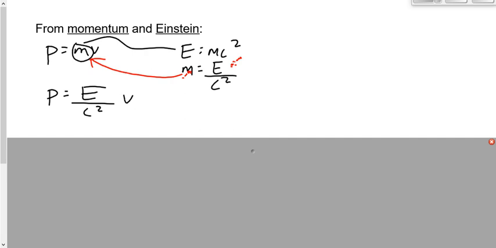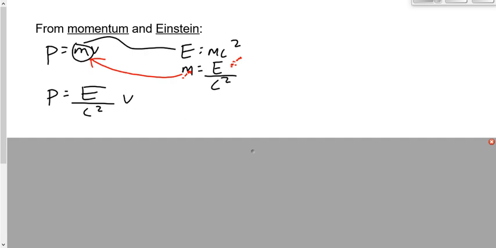So no longer do we need the mass of a photon. It doesn't have any mass, but it does have energy. And since energy and mass are two different forms of the same thing, we can sub in an expression that replaces mass, an equivalent mass, E over c squared. Now we're going to simplify this a little bit.